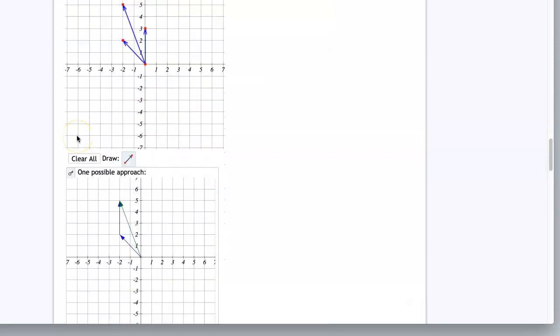Now when I look at the answer, it is drawn a little differently. Instead of drawing the second vector from the origin up 3, this particular approach, and notice it says one possible approach, is to draw your vector where you left off with your previous vector. The head-to-toe relationship I talked about in the previous lecture. So you can do it this way or you can do it this way. It doesn't matter. It's completely up to you. Either way, I will mark that correct.